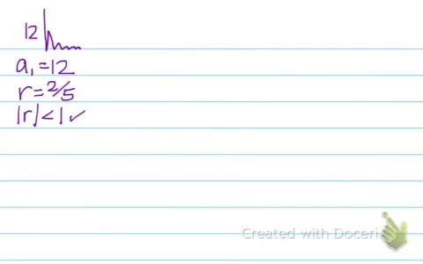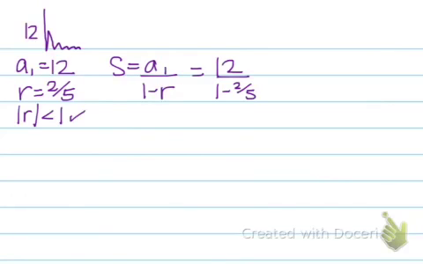So this one we have to be a little bit careful with, because we'll be able to find the sum of the distance that it falls, but that's only going to give us half of our answer. So we know that our initial value is 12. We know that the ratio, or the r value, is going to be 2/5 because it falls 2/5 of every one. And 2/5 is less than 1, so we know this is a convergent series. So we can use our formula, S equals a sub 1 over 1 minus r. A sub 1 is 12, and 1 minus 2/5 goes on the bottom, so we get 12 over 3/5, which is the same thing as 60 over 3, or 20.